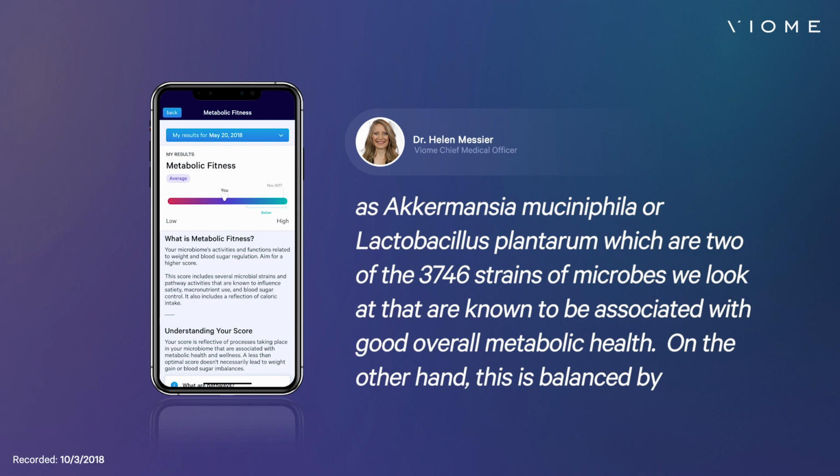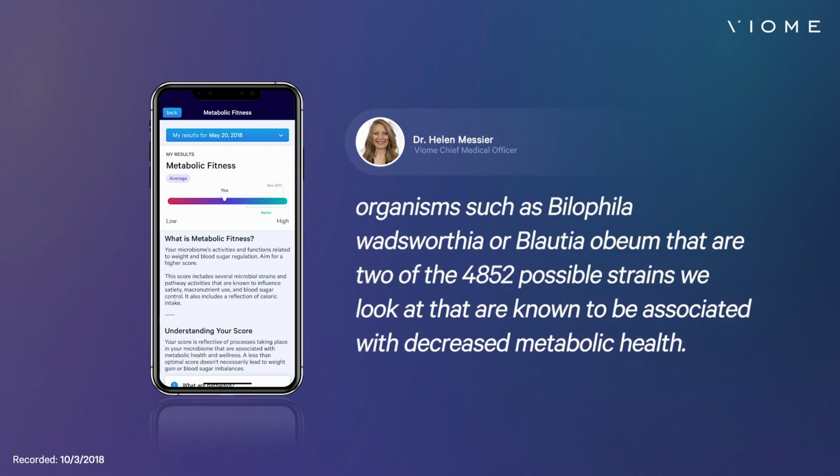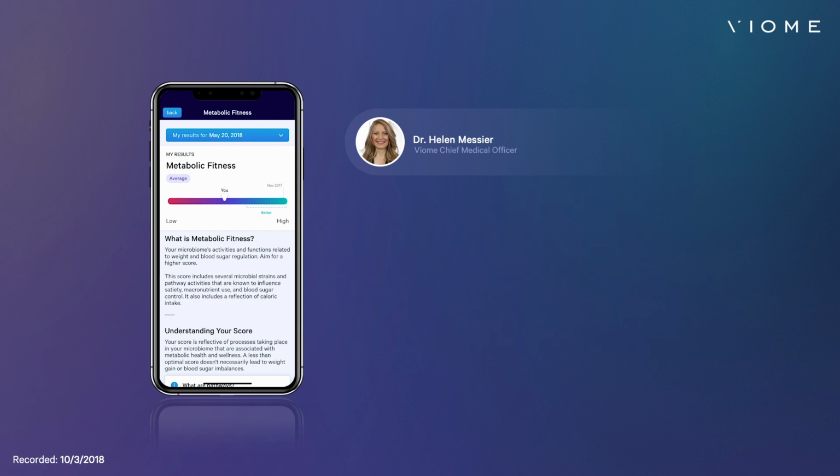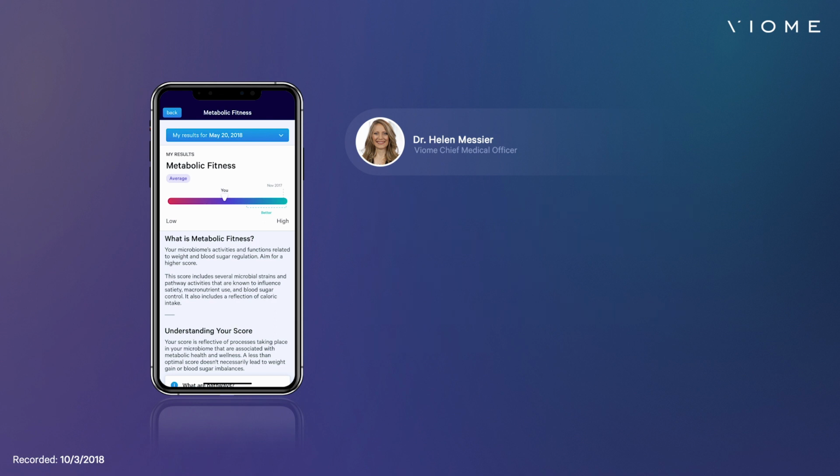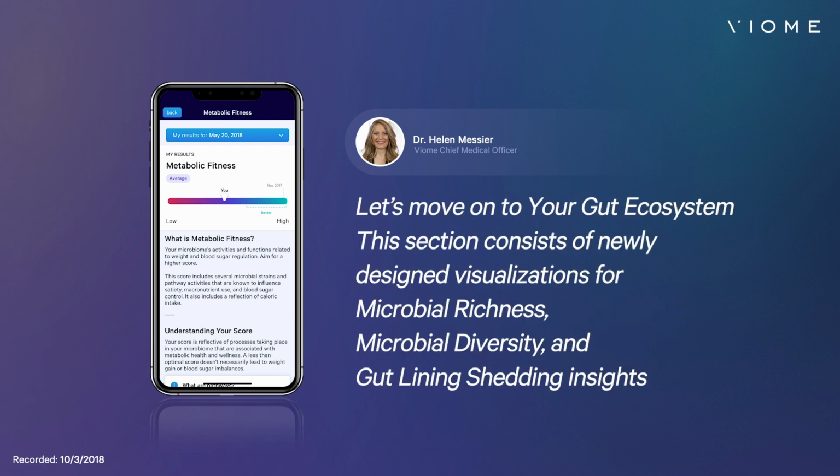On the other hand, this is balanced by organisms such as Bilophila wadsworthia or Blautia obeum that are two of the 4,852 possible strains we look at that are known to be associated with decreased metabolic health. The graph in red, purple, and green should help you visualize how your microbiome is doing. In this case, you want to aim for a higher score. Let's move on to your gut ecosystem.